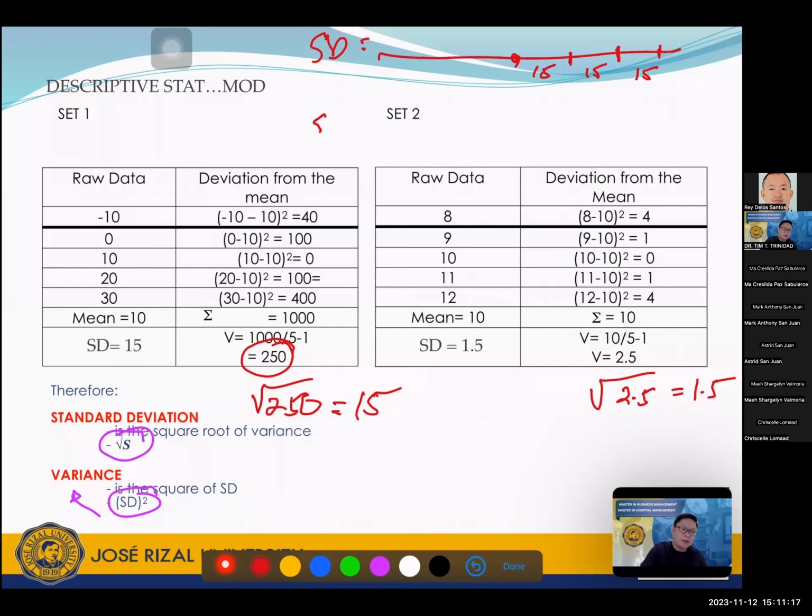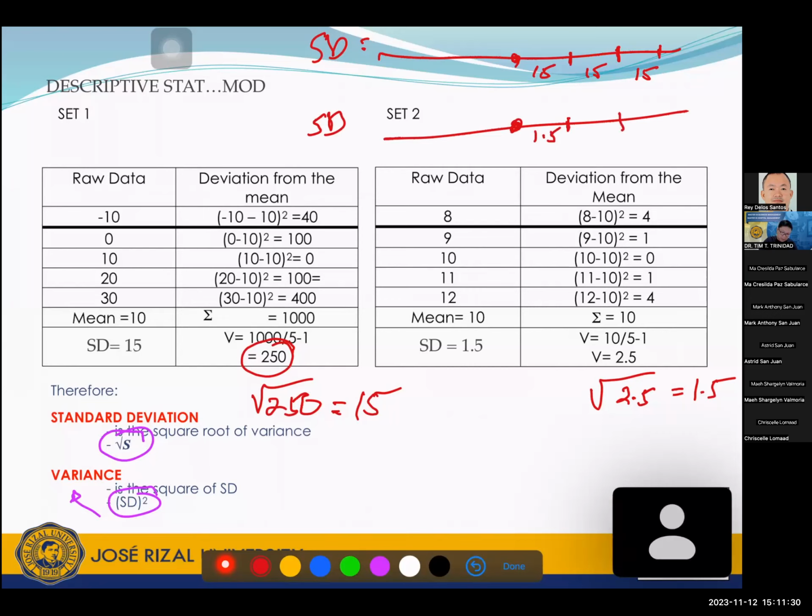Let's compare the standard deviation of set 2. Okay, this is the mean or the middle. Your 1 standard deviation is equivalent to 1.5 instead of 15, right? The equivalent of set 2 standard deviation is another 1.5. Third standard deviation is 1.5. Okay. Are you still with me?